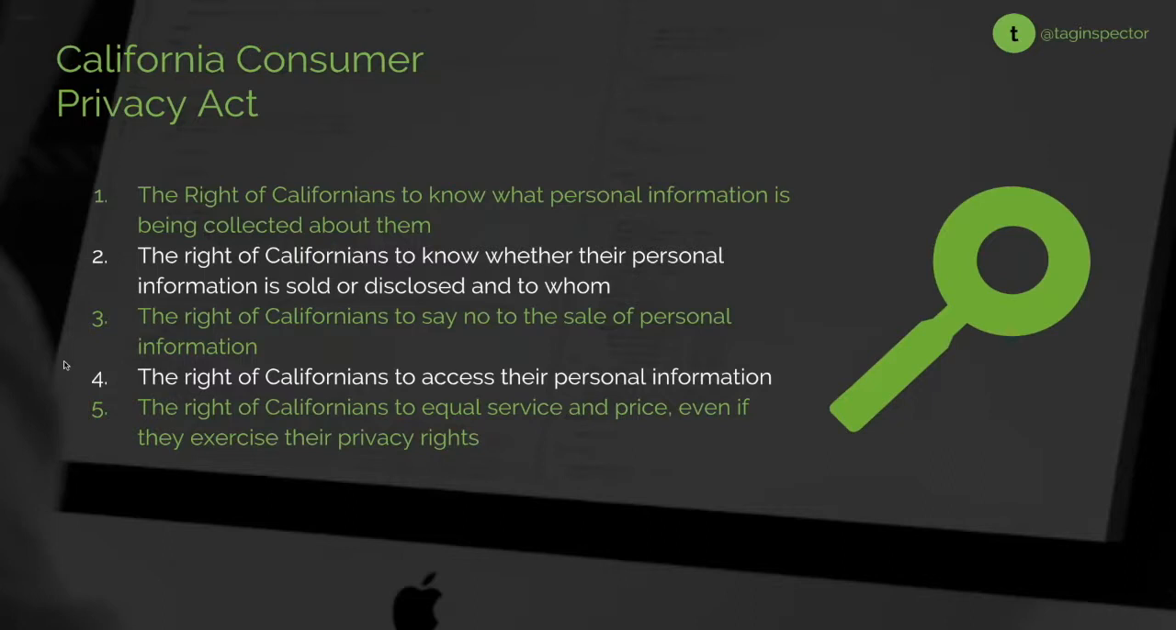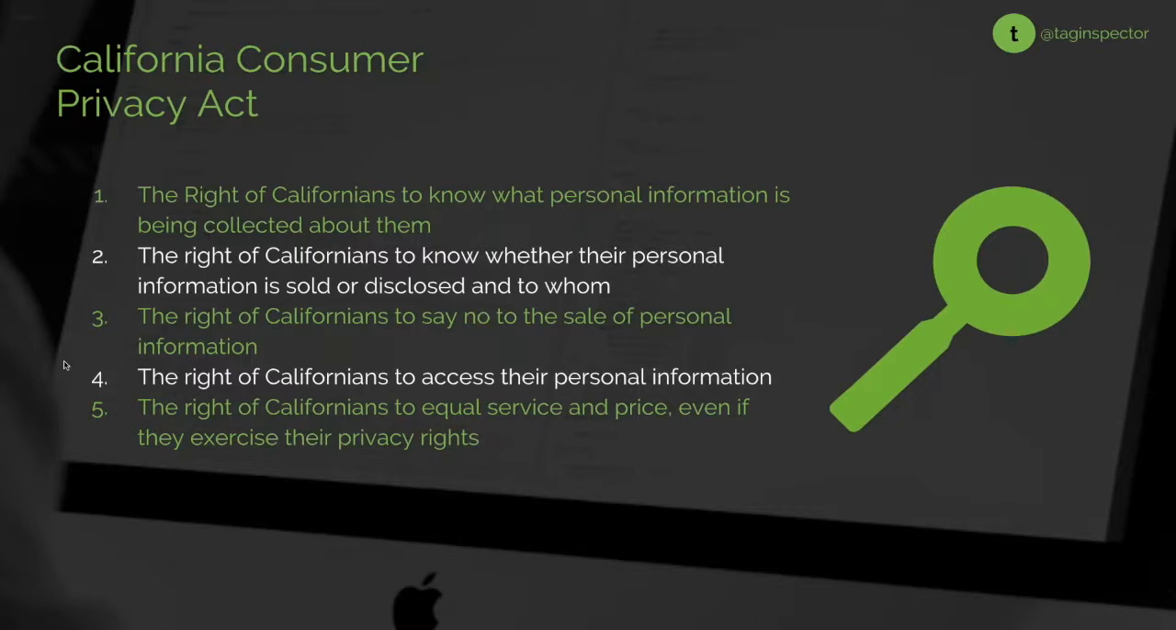The fourth is the right of Californians to access their personal information. So they need to have visibility, and they need to be able to submit an access request, and you need to be able to provide them their information, any personal information, the categories of that information, to them upon request for the previous 12 months. Again, I'll probably hammer that home a few times on this webinar, just because it is super important to get started on this right away.